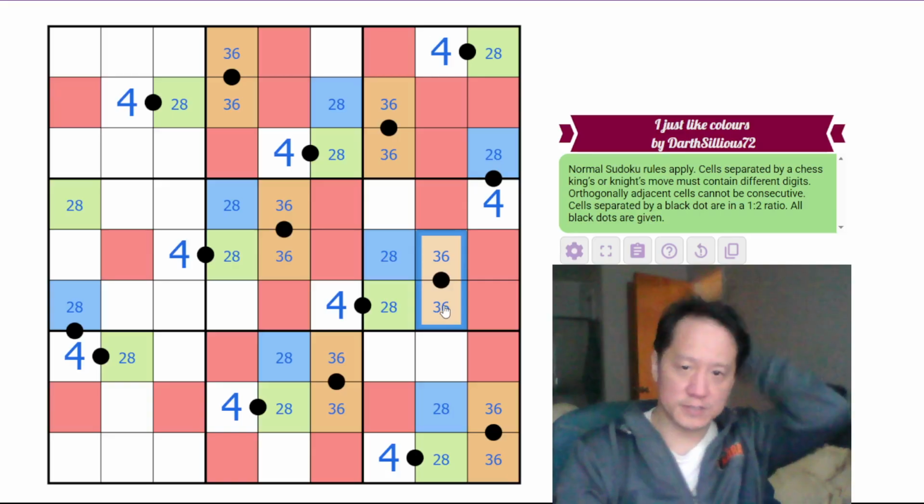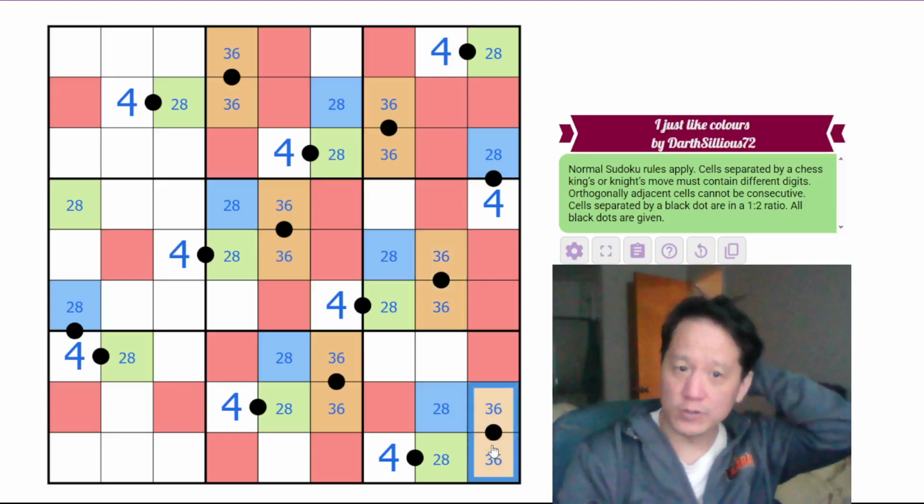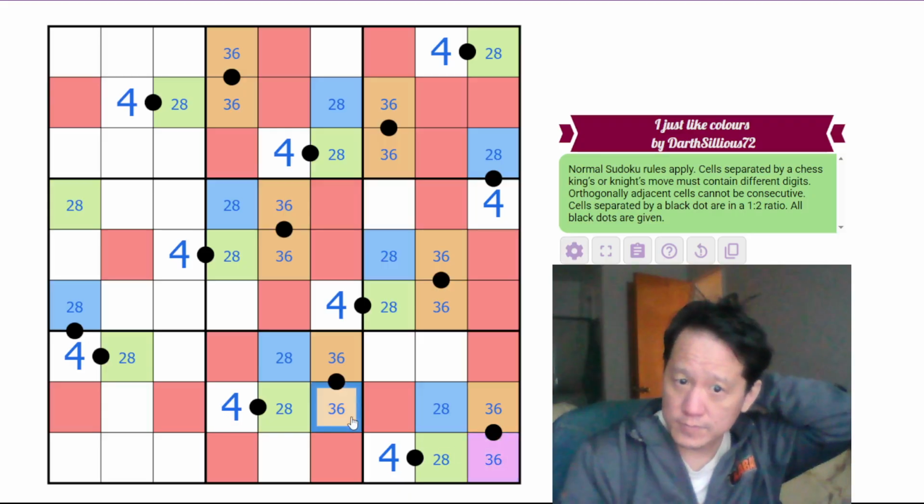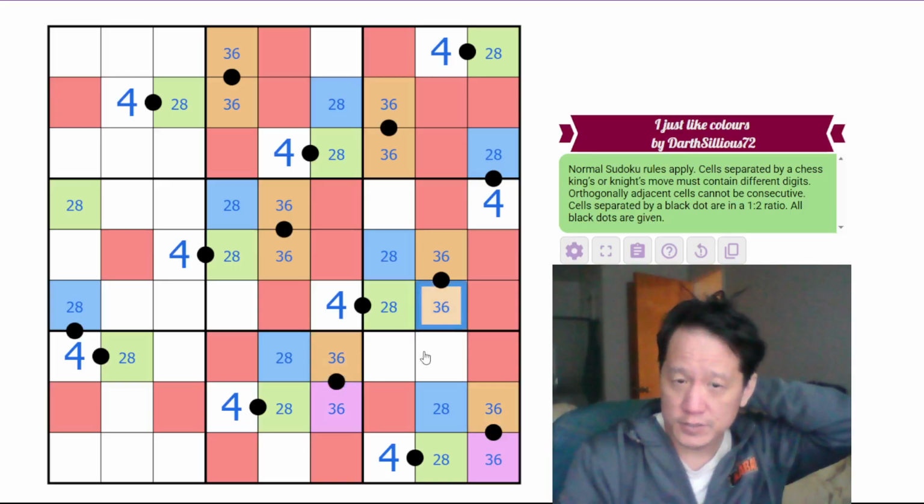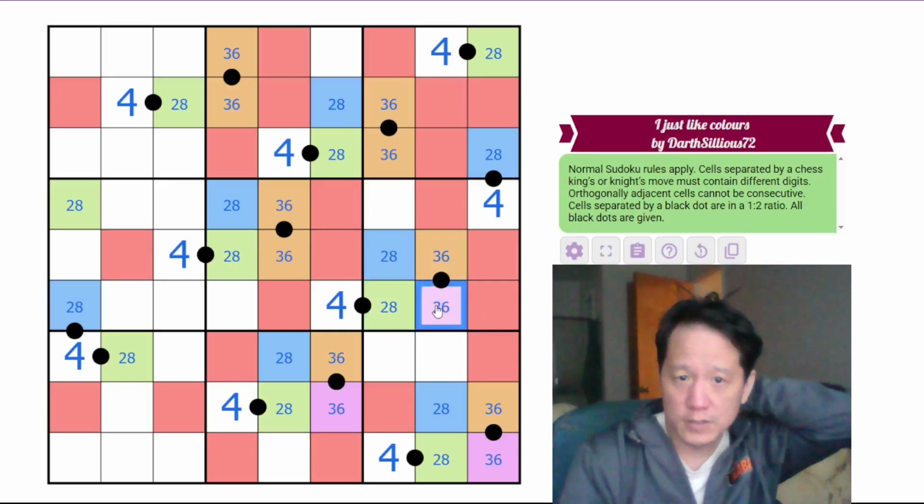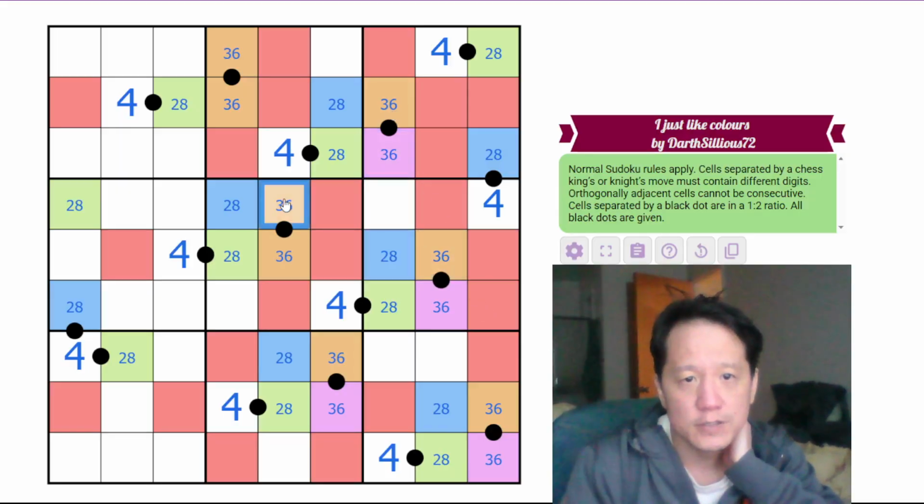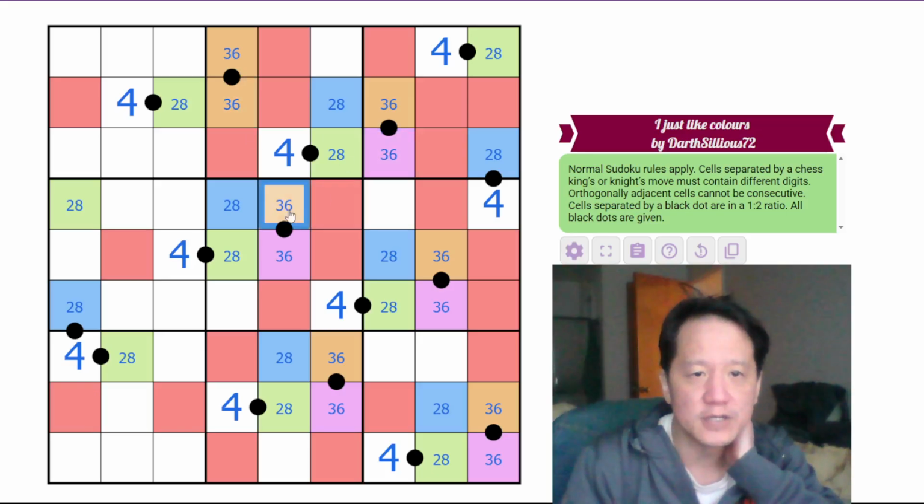Let's make this, I don't know, orange and pink, I guess. So this has to be pink, which makes this orange. This is a knight's move away from orange, so this can't be orange. This is pink. This is a knight's move away from here, so this can't be orange. This is pink. This is a knight's move away. Also, this is orange, so this can't be orange. This is pink. This is a knight's move away from that, so this can't be orange. This is pink.